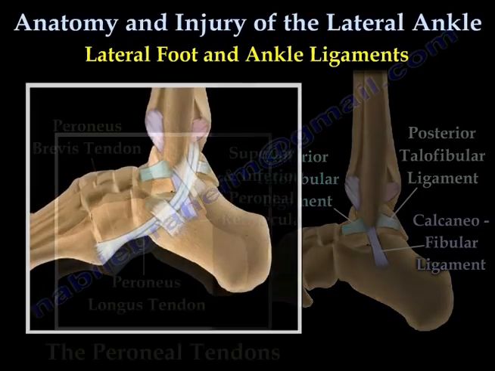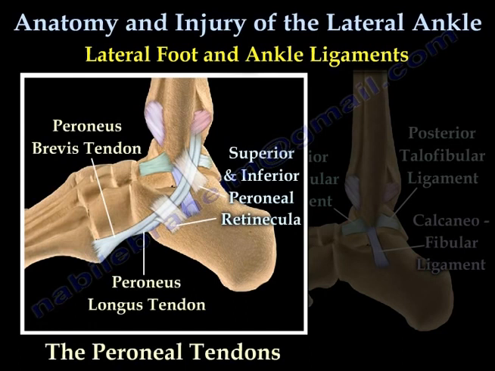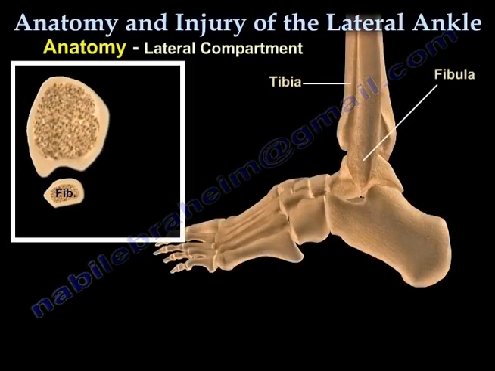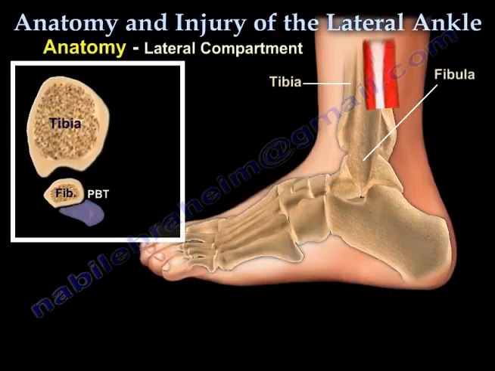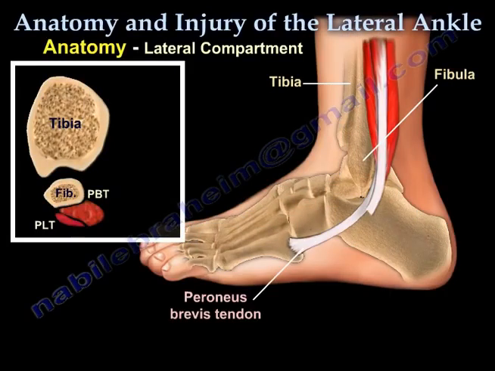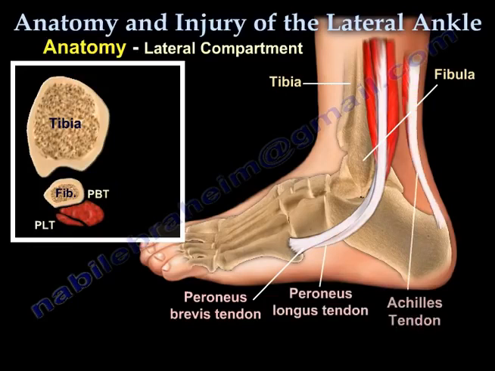Here you can see the peroneal tendons, which run behind the fibula. Within the lateral compartment of the ankle, you can see the peroneus brevis tendon, the peroneus longus tendon, and the Achilles tendon. There are two bursae located near the insertion of the Achilles tendon into the calcaneus.